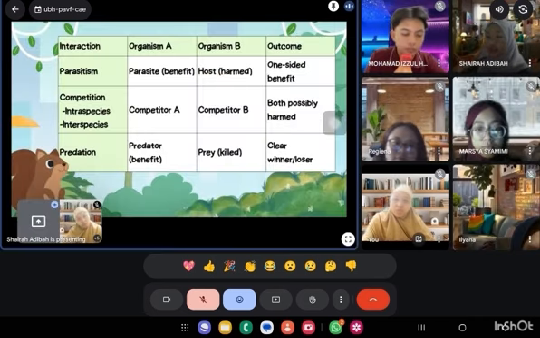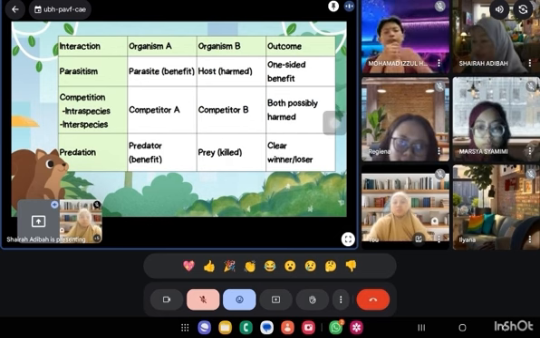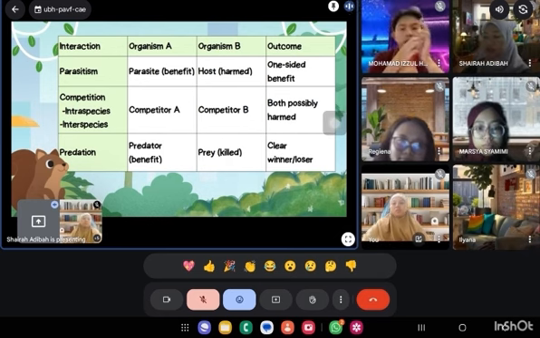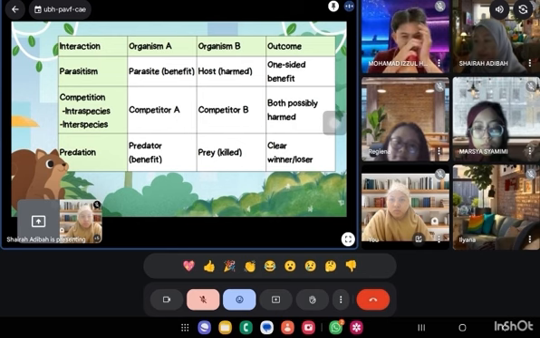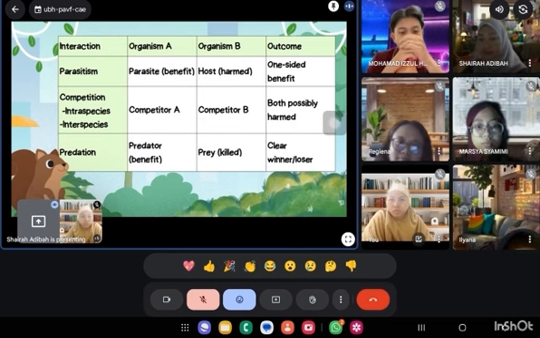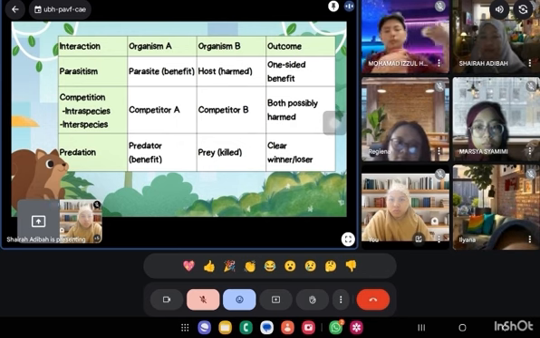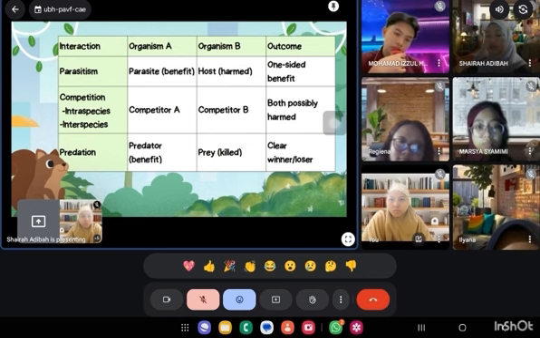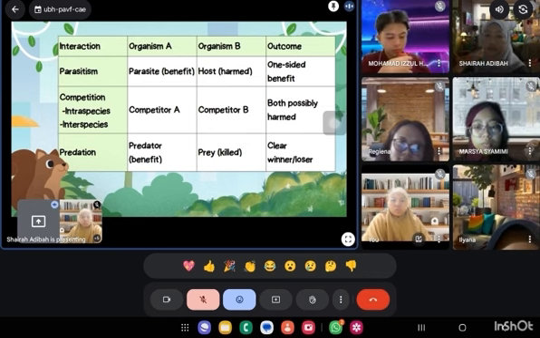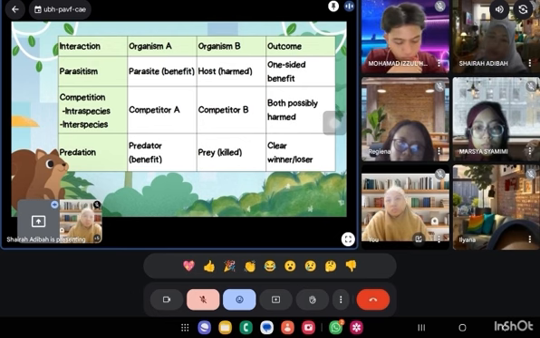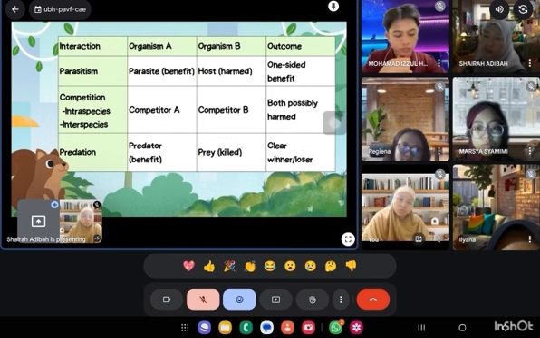Students, let's conclude our lesson today. Today we have learned about parasitism, which involves 2 organisms, organism A and organism B. Organism A is the parasite, meanwhile organism B is the host. The effect of this interaction is that one side gets the benefit, meanwhile the other side is harmed.